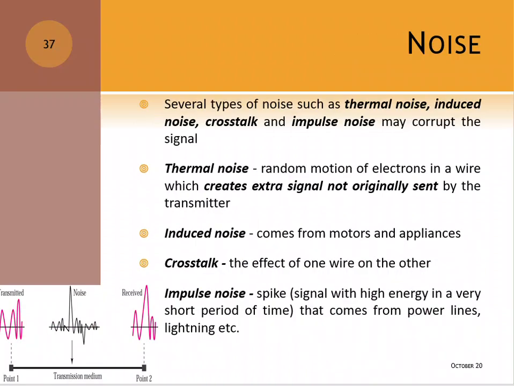Okay, next one is noise. Several types of noise such as thermal noise, induced noise, crosstalk, and impulse noise may corrupt the signal. Okay, kebisingan noise. Okay, so thermal noise means random motion of electron in a wire which creates extra signal not originally sent by the transmitter. Okay. Second one, induced noise comes from motors and appliances.